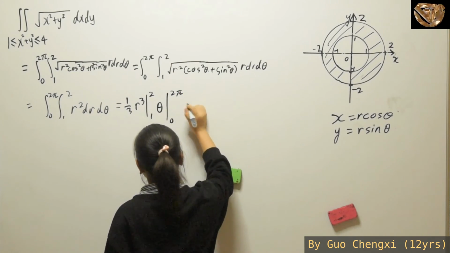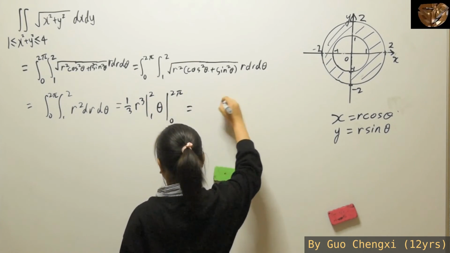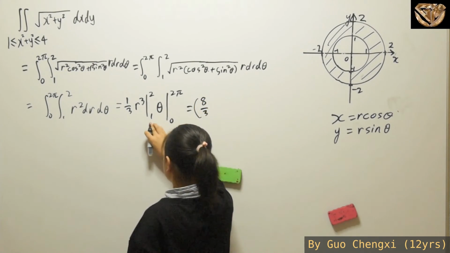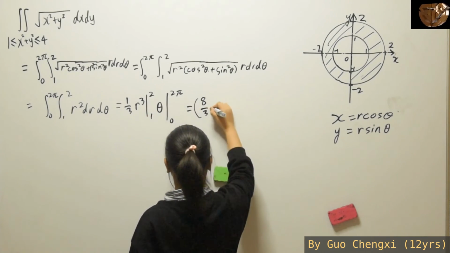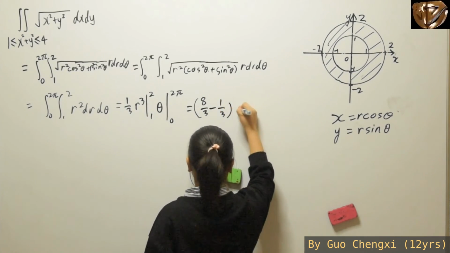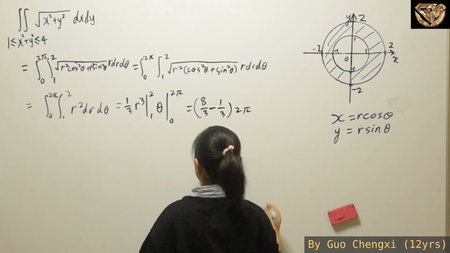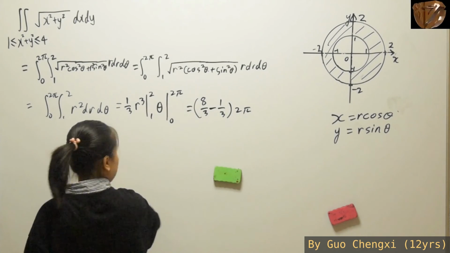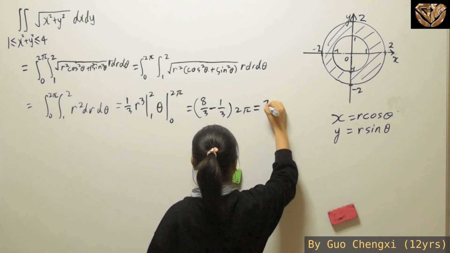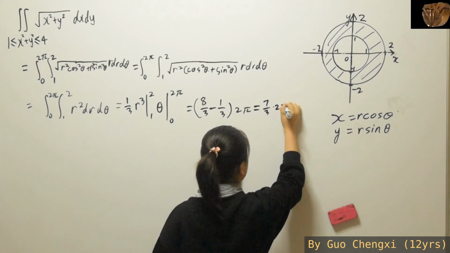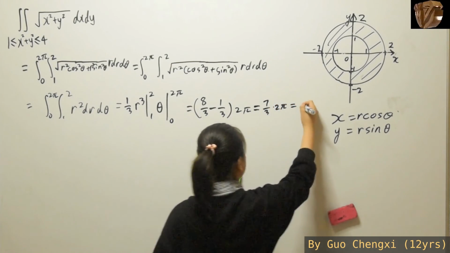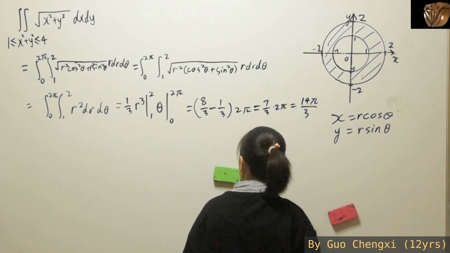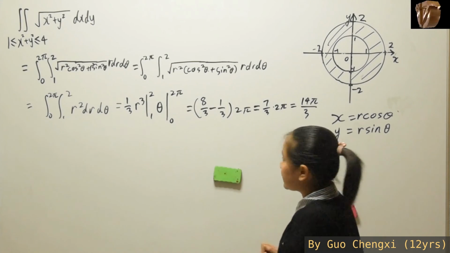So over here for this part, if you sub the 2 in, what you're going to get is 8 over 3, and it'll minus this 1, so 1 cubed will still be 1, which is 1 over 3. And you have a 2 pi at the back, while the 0, you just ignore it, because if you times it, it will just end up being 0. And now that you have gotten this part, you have 7 over 3 times 2 pi, which you will end up with 14 pi over 3. And that will be our answer for our second example.